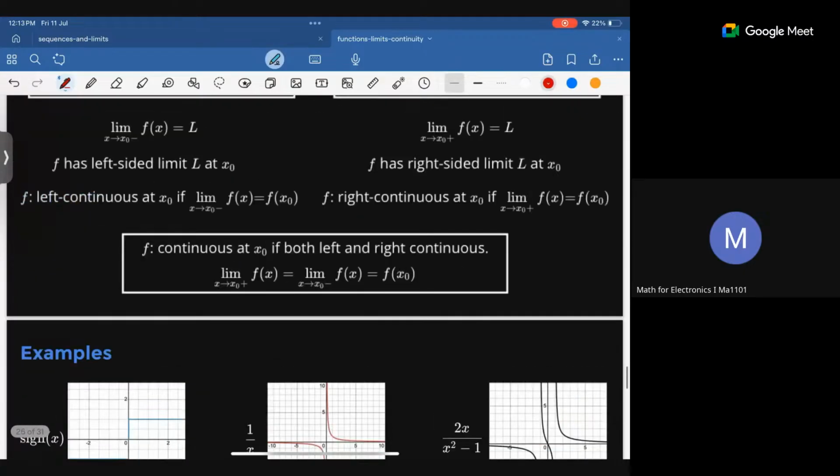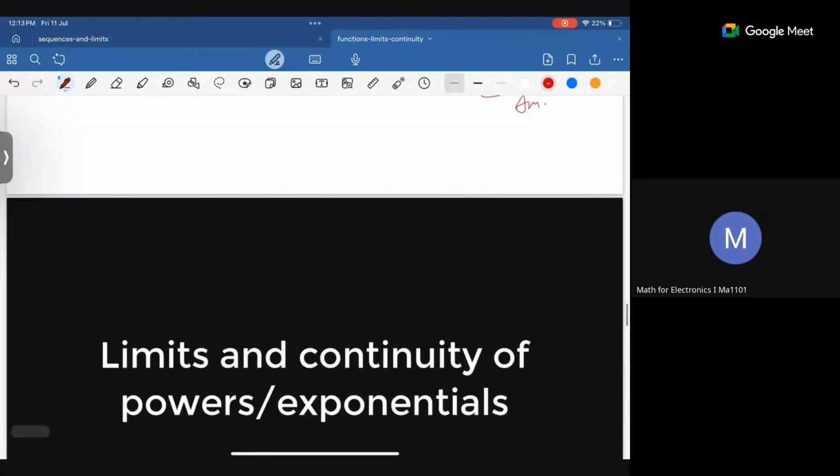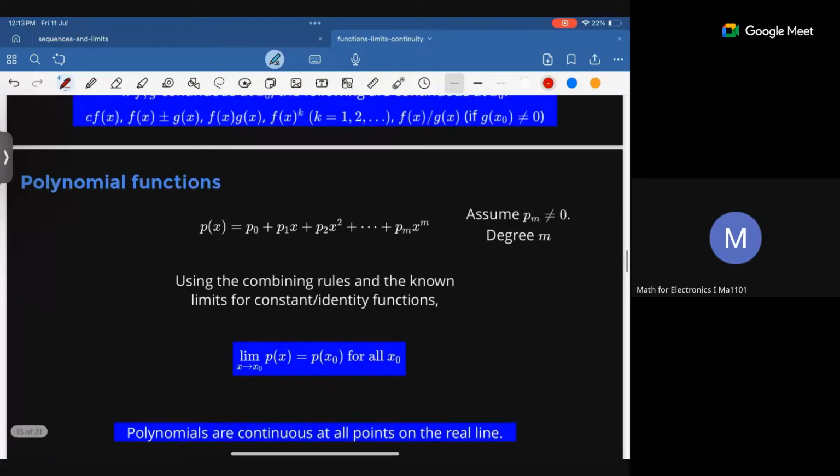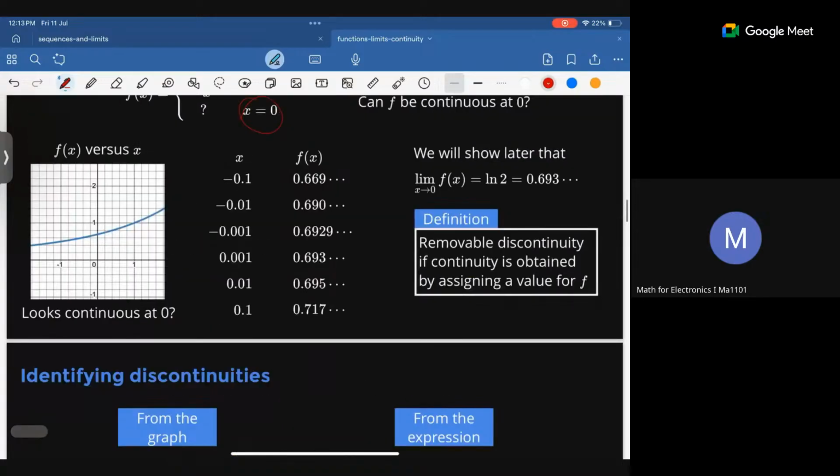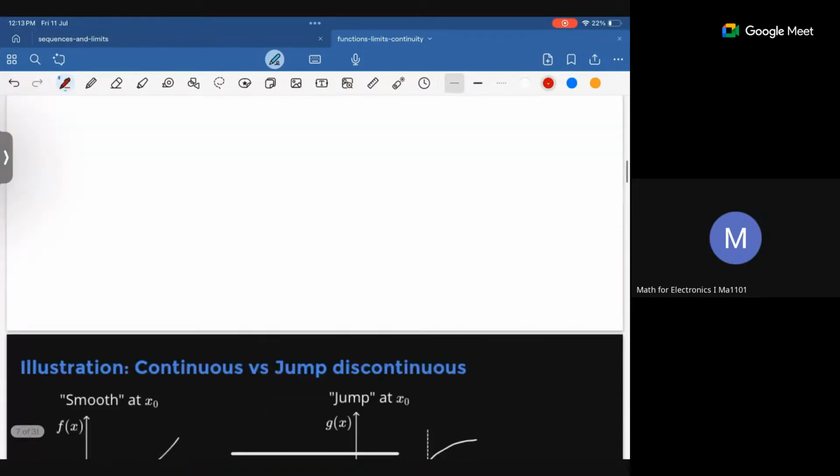Yeah, that's it from week 4. And these are the things that you have to focus more on in week 3 and week 4. All right. Any doubts?